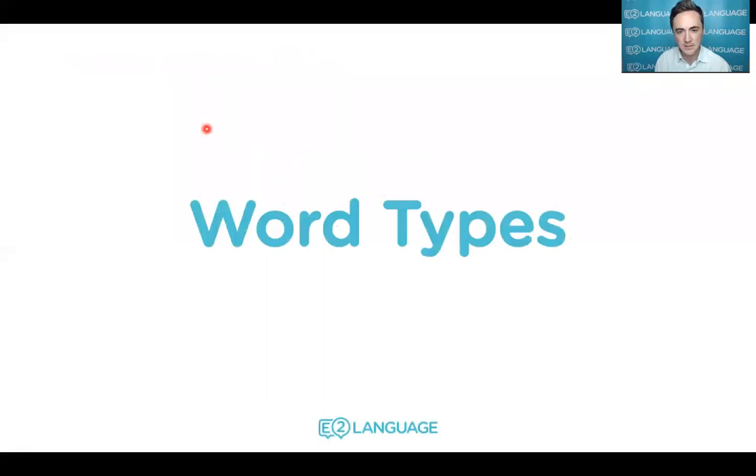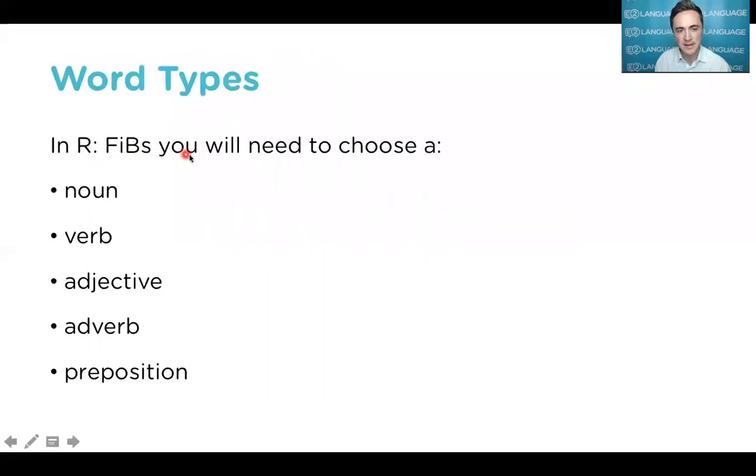Let's keep looking at these word types. So in reading fill in the blanks, you will need to choose one of these 5 types of words. A noun, a verb, an adjective, an adverb, or a preposition. Now, what they often do in reading fill in the blanks, they won't have all 5 words. They'll just have 2. They'll just have nouns and adjectives. Or they'll have verbs and prepositions, for example.